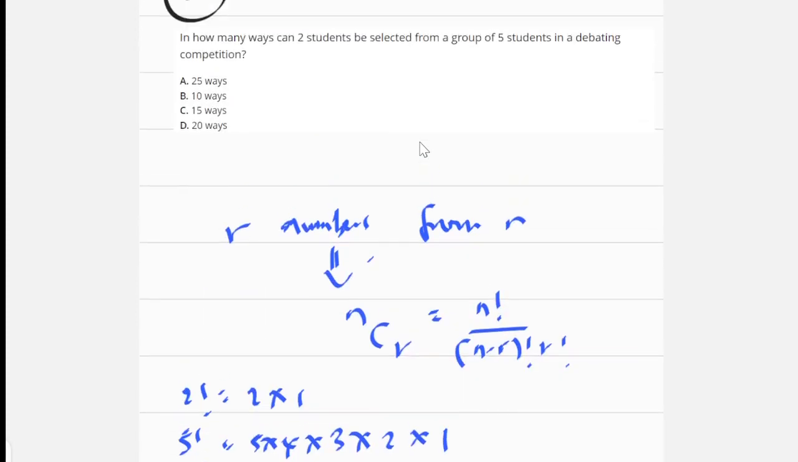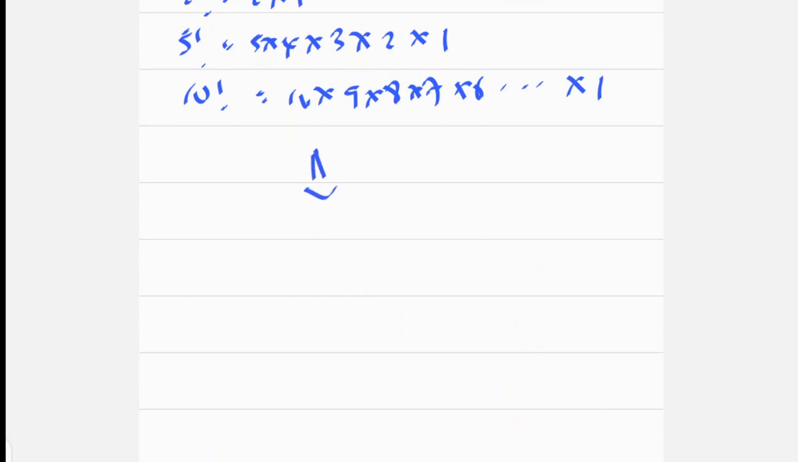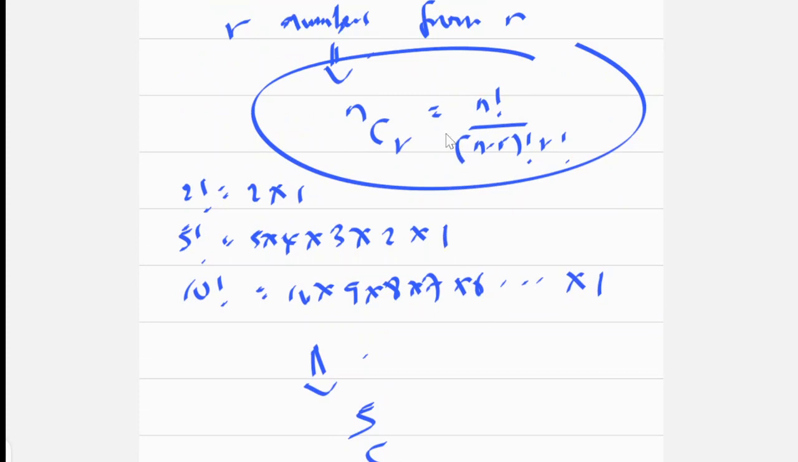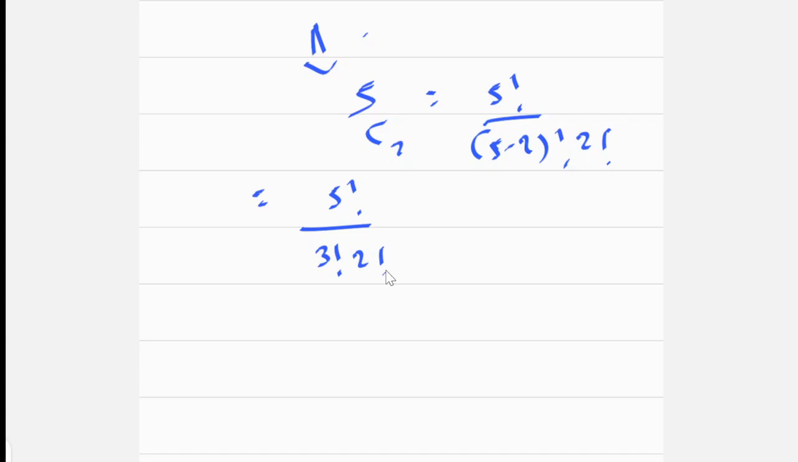So if you understand this formula, then the question asks us to find what? How many ways can 2 students be selected from a group of 5? So this is going to give me 5 combination 2. By the definition, n combination r is n factorial divided by n minus r factorial, r factorial. It means this is going to give me 5 factorial over 5 minus 2 factorial, 2 factorial. This gives 5 factorial divided by 5 minus 2, which is 3 factorial, times 2 factorial.